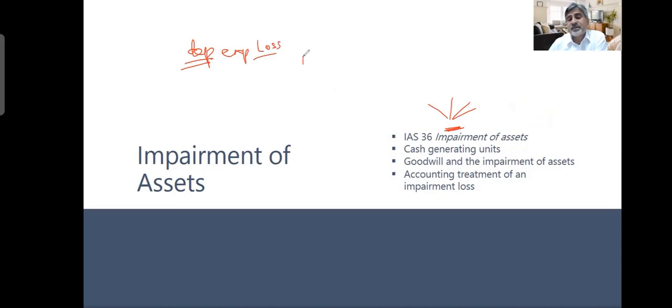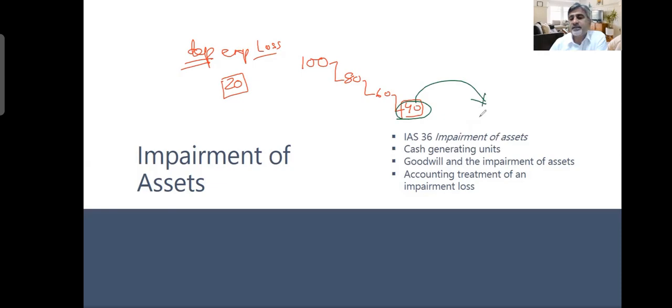Let's suppose that you have an asset for 100 and you estimate that it has a 5-year life and depreciation is 20 per year. So 1 year later it becomes 80, the second year it becomes 60, and the third year it becomes 40, and this is your book value. According to your books, at the end of year 3, your asset should be 40. But then you find out that in the market, this asset is for 35. So the market has dropped faster than your calculation. You estimated that the asset would be 40.